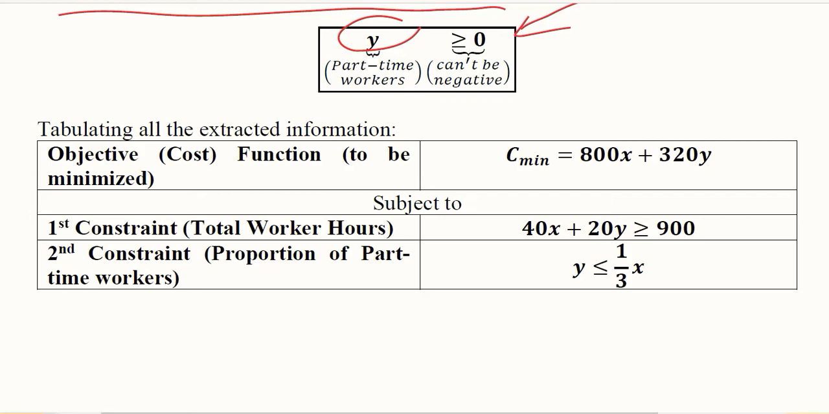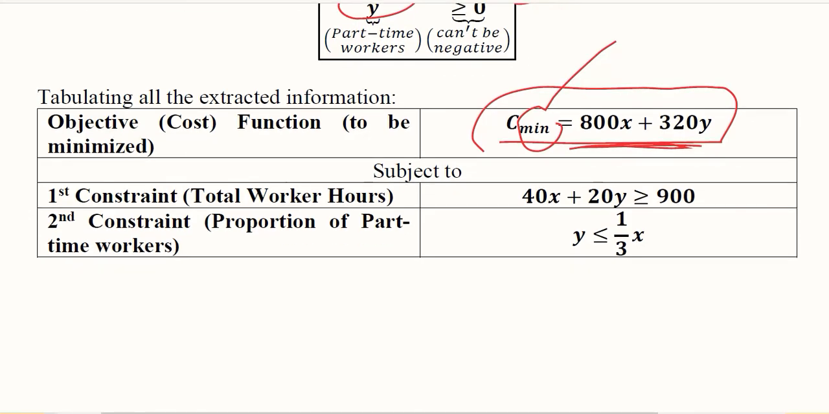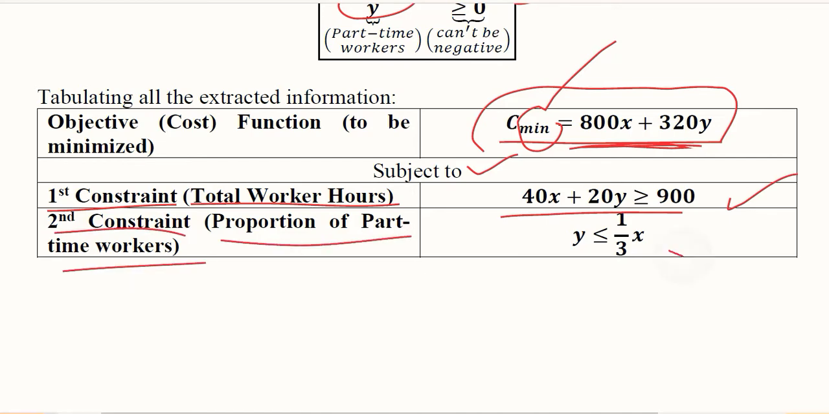So we have the objective cost constraint, and it is mentioned here. This is the function that was given that we want to minimize. Now this is the minimum level of cost, and it is subject to these constraints. That is the first constraint, total worker hours. This is the second constraint, proportion of the part-time workers. We have developed this in our last process.